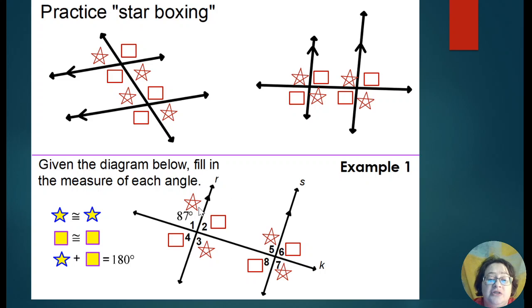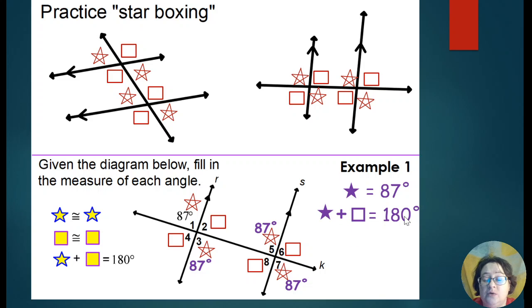So I see that I have a star that's 87 degrees, which means that star is going to equal 87 degrees. And for every star, I can mark that as 87 degrees. So angle 3 is 87 degrees. Angle 5 is 87 degrees. Angle 7 is 87 degrees. Now, I need to know what the box is. I don't have that, but I can figure it out. I know that star plus box equals 180. So I'm going to fill in what I know. I know the star is 87. The box I don't know, so I'm going to put x equals 180.